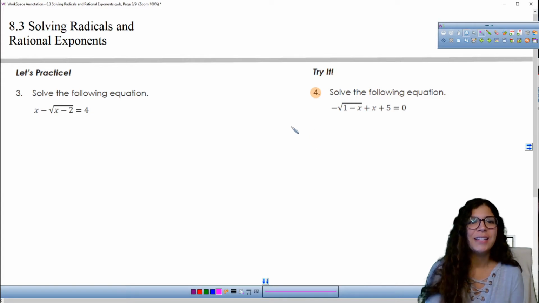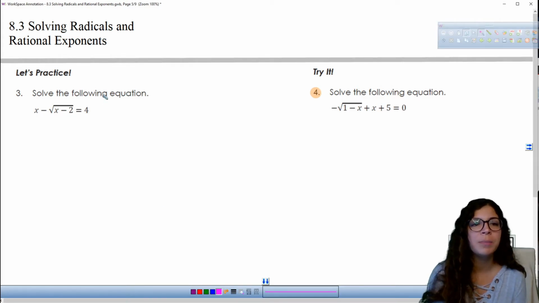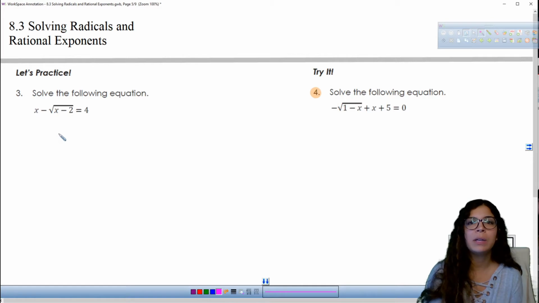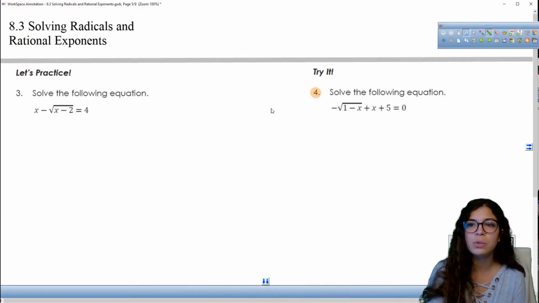All right, guys. So today we're going to cover some more solving equations with radical or rational exponents. So let's start with number 3. So we're going to solve this equation, okay? And remember that we want to isolate whatever has the radical or the fraction exponent. So we're going to have to isolate just the square root of x minus 2.